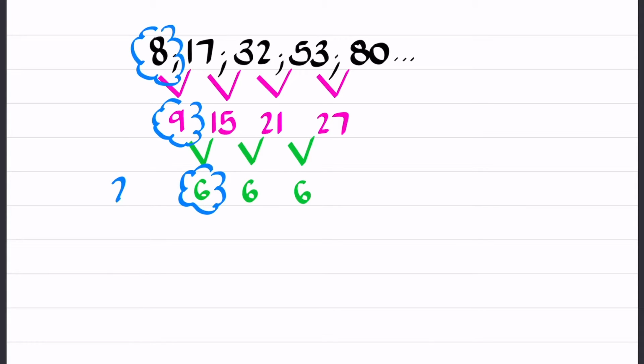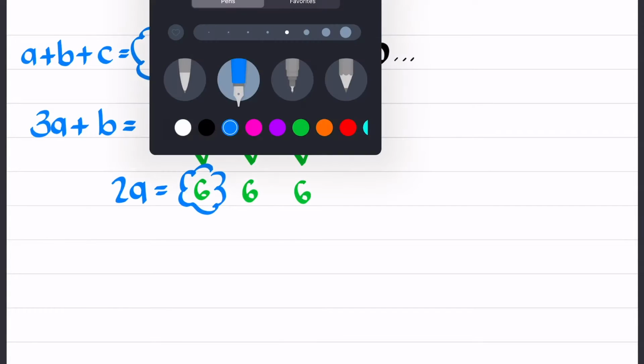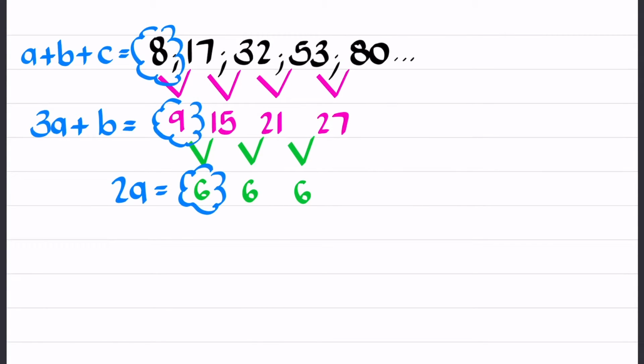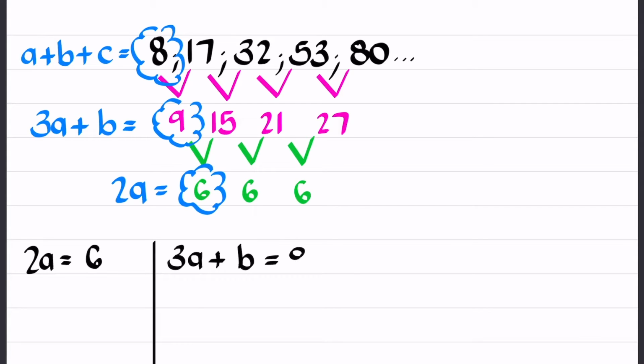My formula: 2a is equal to the first term of the second difference. 3a plus b is equal to the first term of the first difference. And a plus b plus c is equal to the first term of the sequence. Now I have 2a equal to 6. I have 3a plus b equal to 9. And then I have a plus b plus c equal to 8.